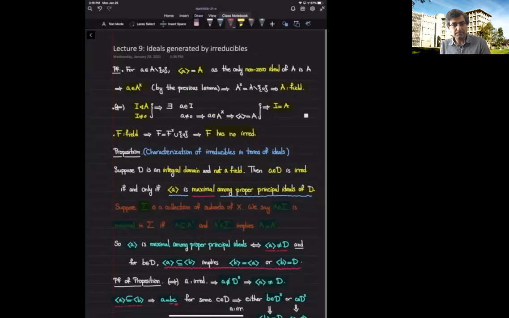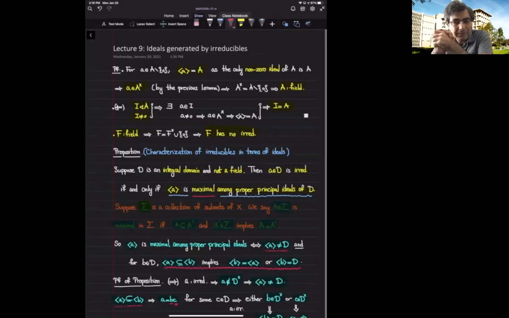Now, I want to discuss why every non-zero element is a unit. So I pick a non-zero element A, then I consider the ideal generated by this guy. But I have only two ideals. One of them is zero, the other one is the entire ring. So when I give you a non-zero ideal, it should be the entire ring. So the ideal generated by A is the entire ring, but we just discussed that in that case, A is a unit. Okay, so this shows that every non-zero element is a unit.